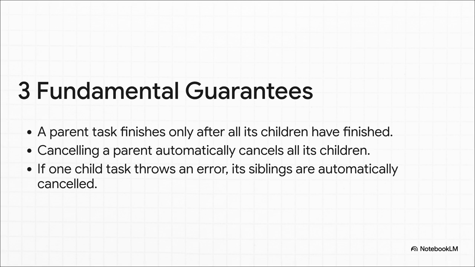Now this is the real payoff of that task tree. You get these incredibly important guarantees for free. A parent can't finish until all its children are done, so no more rogue tasks running in the background. If you cancel a parent, that cancellation just cascades all the way down to its children. And if one kid fails, the system automatically cleans up the whole related family of tasks. This is what safety by default looks like.